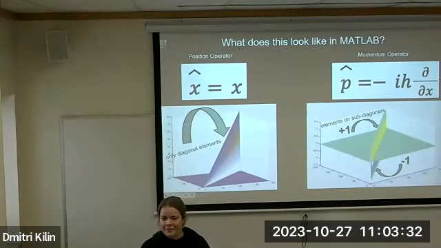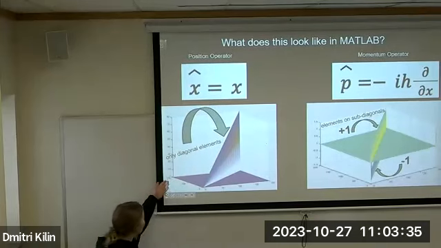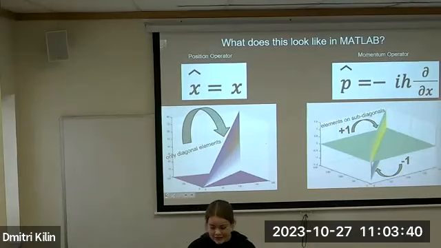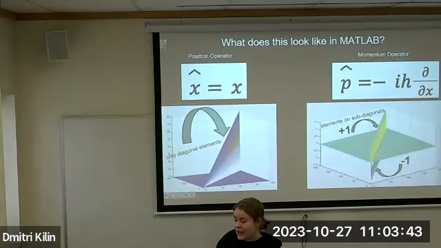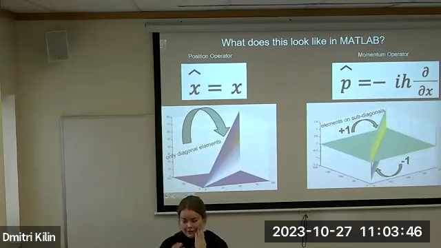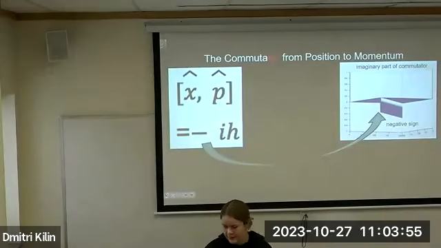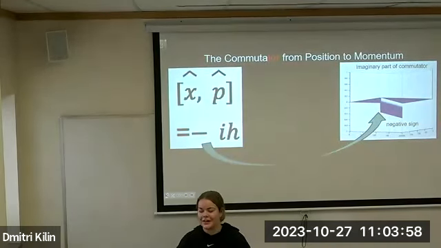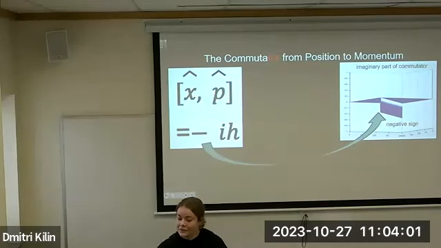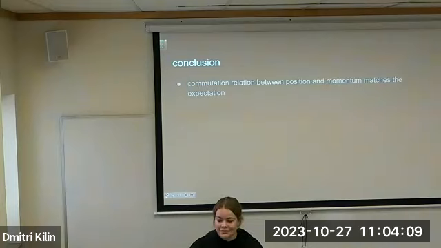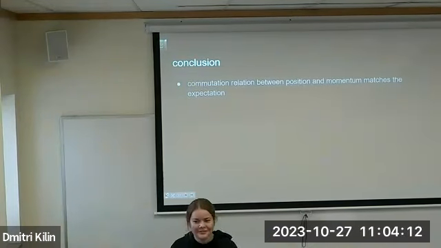What does this look like in MATLAB, you might ask? Our position operator is only represented as the diagonal elements of a matrix, and our momentum operator is also diagonal, but it also contains negative numbers to account for the wave function having negative momenta. So what does our commutator look like in MATLAB? Well, in one dimension, we have our negative sign, and it looks like that. So in conclusion, this looks how we would expect it to. Thank you.